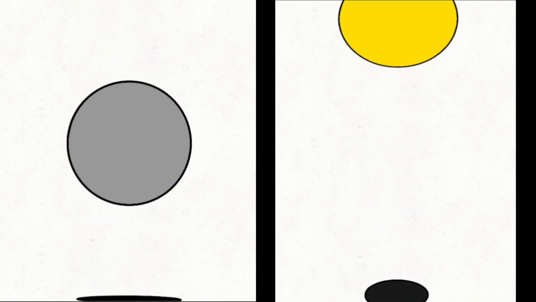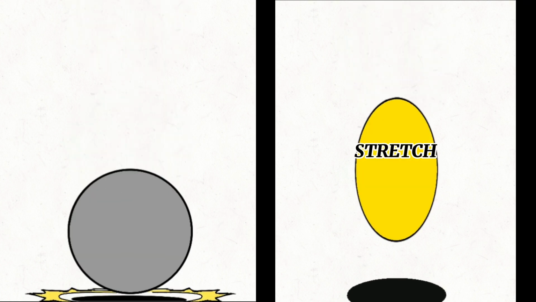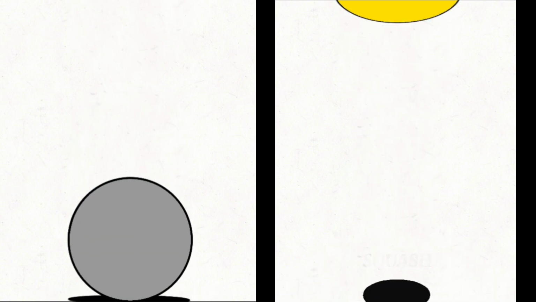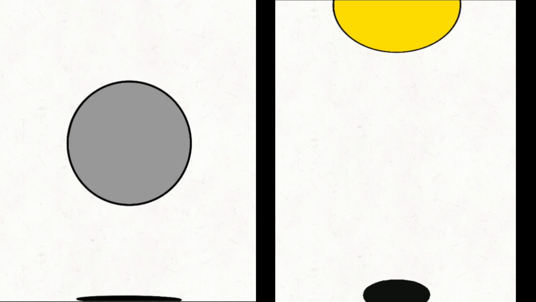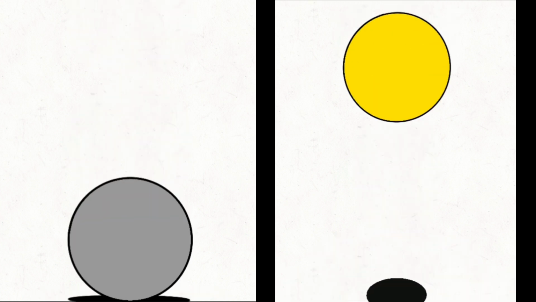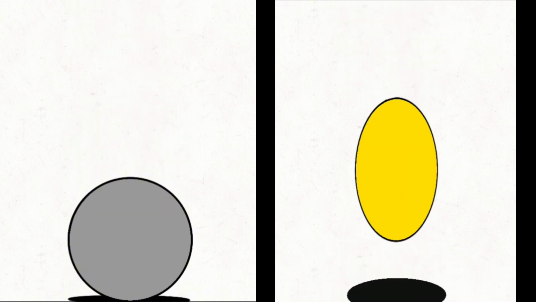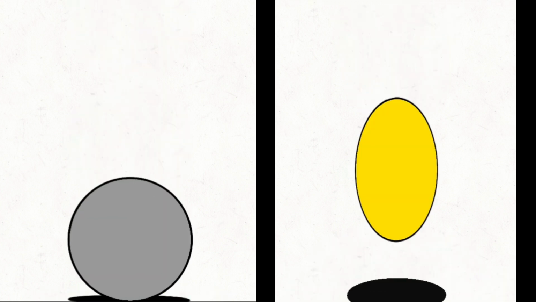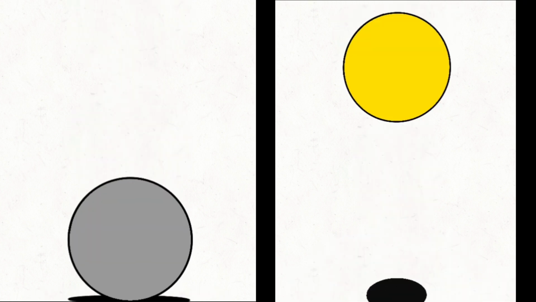Okay, in the air it stretches, and on impact with the ground it squashes. It stretches and squashes. The squashing tells us how soft it is, and so does the stretching. Okay, so now we know the number 1 principle of animation: squash and stretch. Squash and stretch emphasizes the weight and mass of an object.